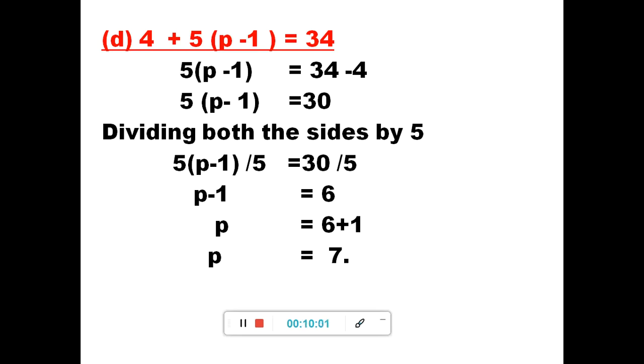Dividing both the sides by 5. So 5 into (p minus 1) divided by 5 equal to 30 divided by 5. 5 and 5 get simplified and we are left with p minus 1. 30 divided by 5, in the 5 table, 30 is 6 times. So p minus 1 equal to 6. And from the left hand side minus 1 will go on the right hand side, it will become plus. So p equal to 6 plus 1. So p equal to 7.